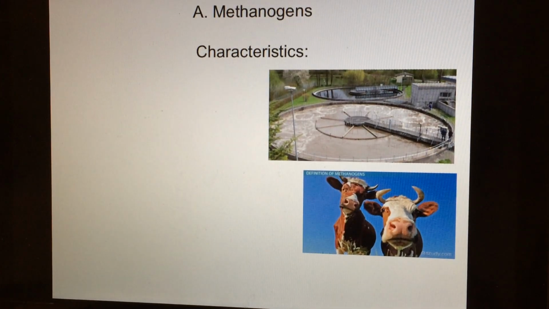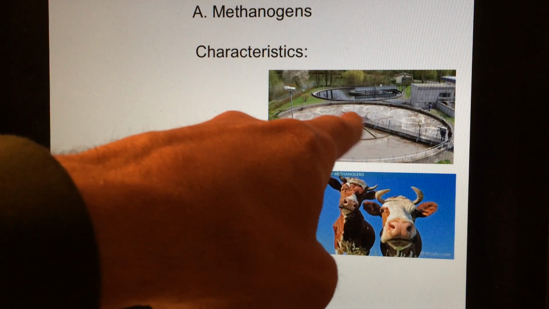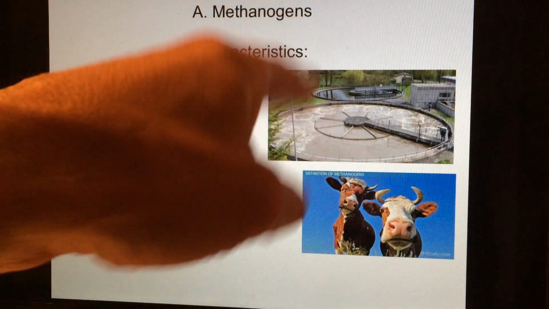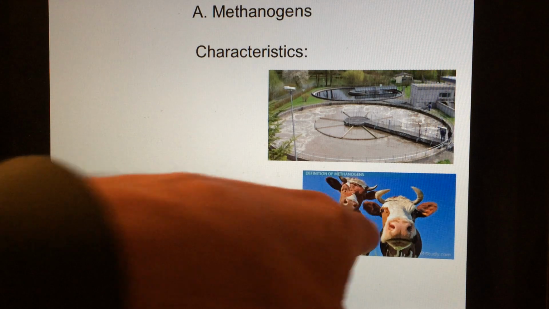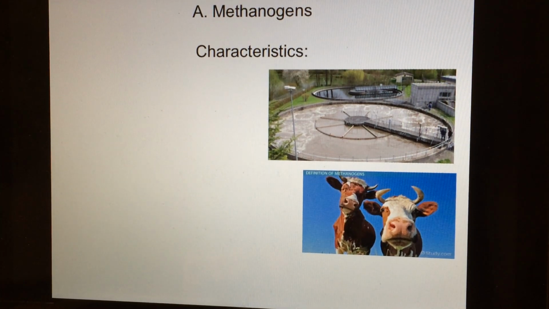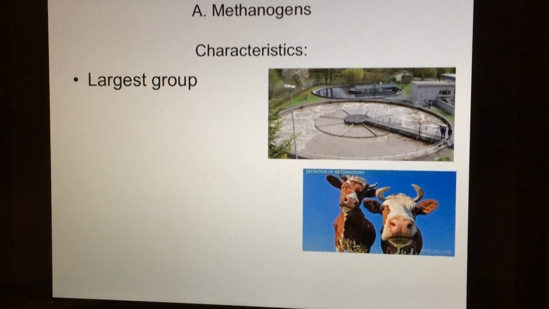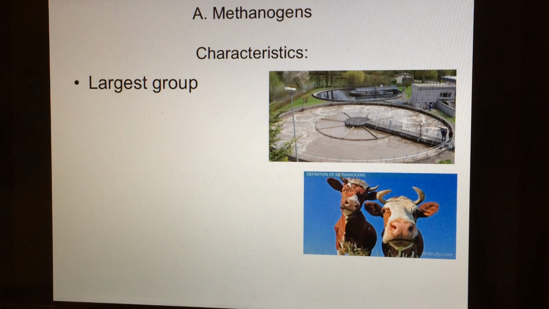Now let's take a look at the first example, and they're called Methanogens. Does anybody know what that is right there? Anybody know what that is? Well, we'll hold that thought. Anybody know what those are? From a redneck school, you know those are cows, so where's that going to fit in? Let's see. Characteristics of Methanogens. They are the largest group and the most common members of the kingdom Archaebacteria, no doubt.